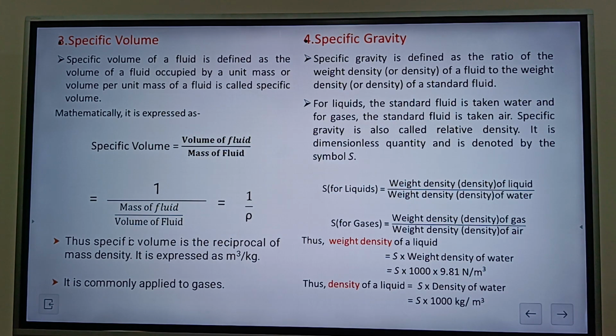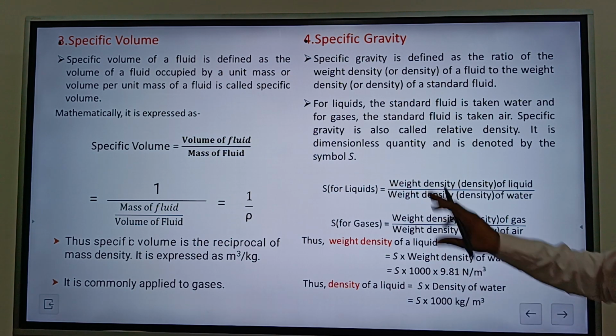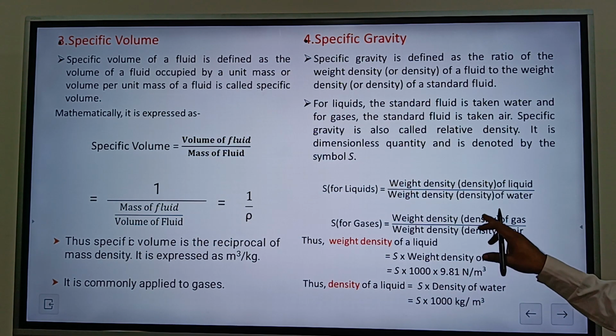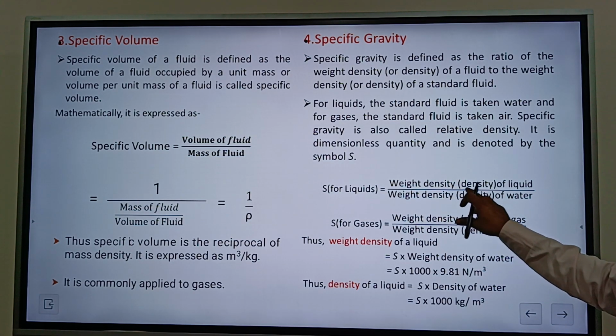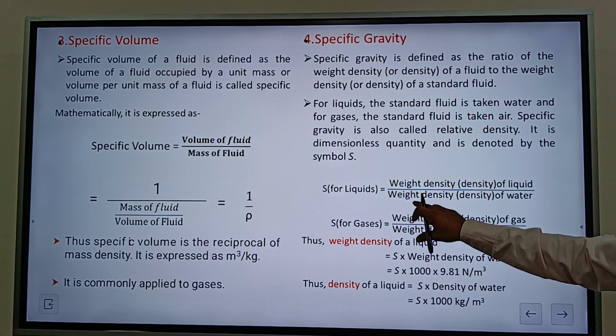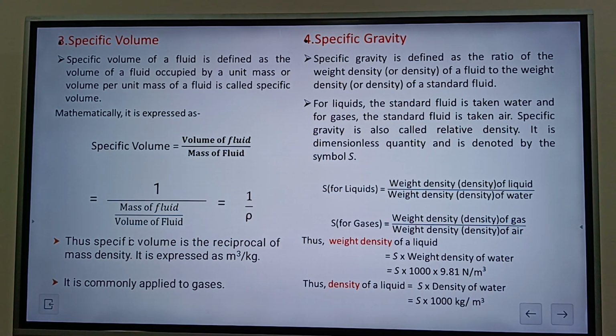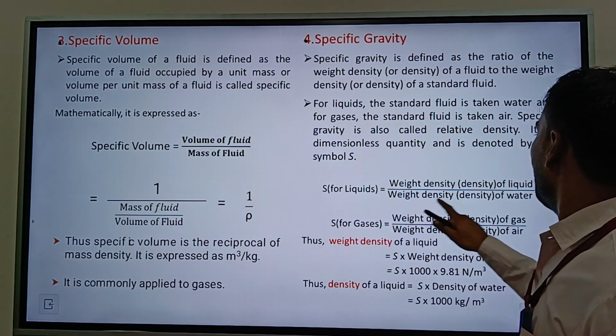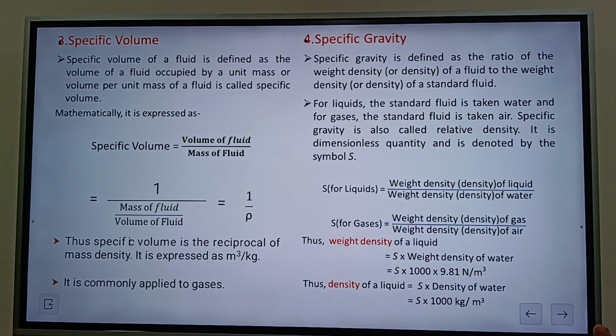Specific gravity is defined as the ratio of the weight density of a fluid to the weight density of a standard fluid. So specific gravity is defined as the ratio of the weight density of a liquid to the specific weight or weight density of water. For example, in case of liquid, the standard material for comparison will be water. In case of gases, the standard will be taken as air.